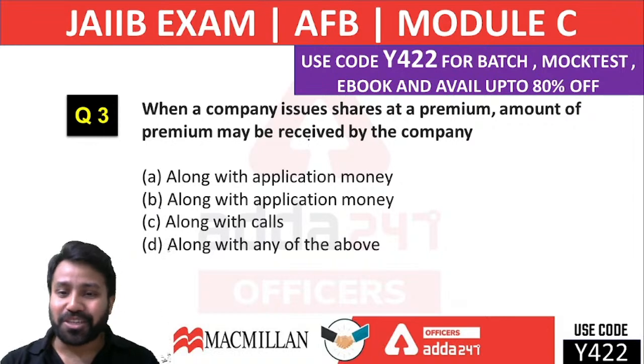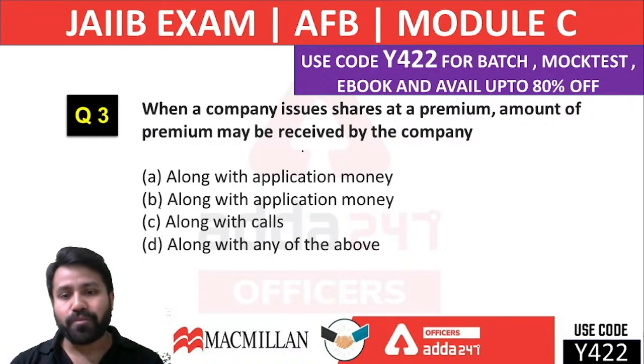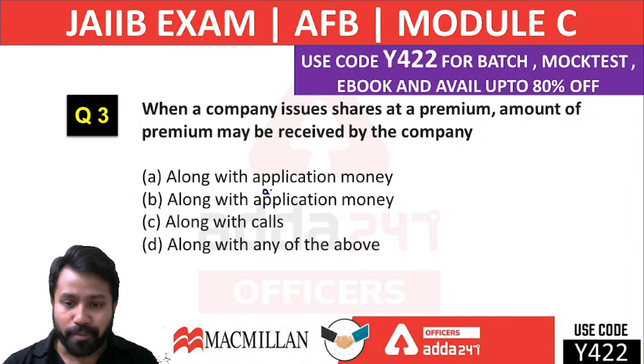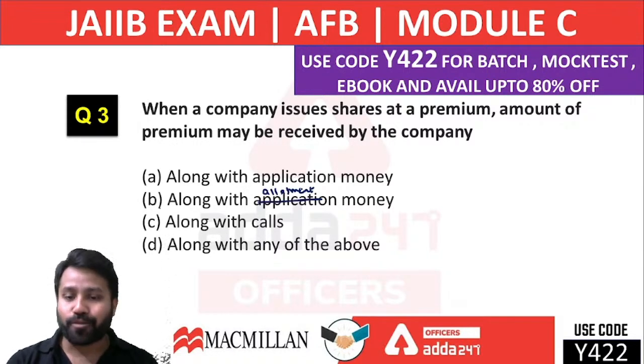If the question is, when a company issues shares at a premium, the amount of the premium may be received by the company along with the application money, along with the allotment money, along with the calls. You can understand the options are given like that.